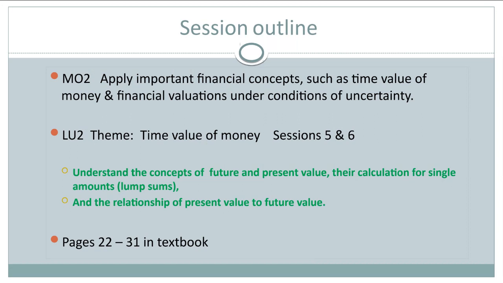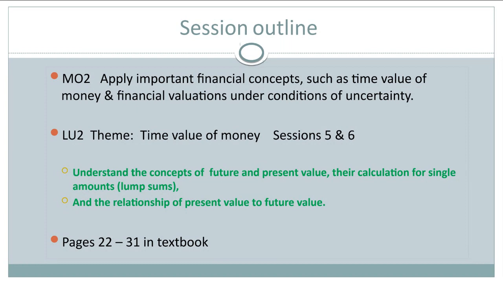Our module outcome, which means the entire module that we do in the semester, is that we are learning to apply practically important financial concepts such as time value of money and financial valuations. In other words, we're going to learn how to put a monetary value on certain financial instruments under conditions of uncertainty. And uncertainty equals risk. So wherever you see that word uncertainty, then you know there is risk involved.